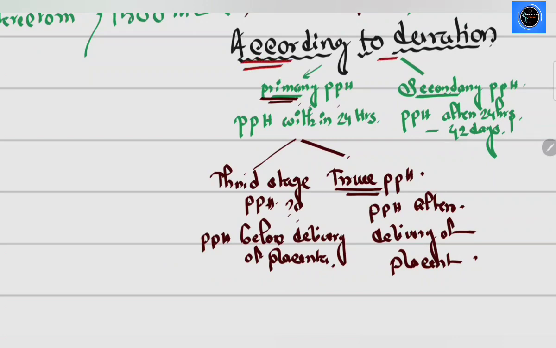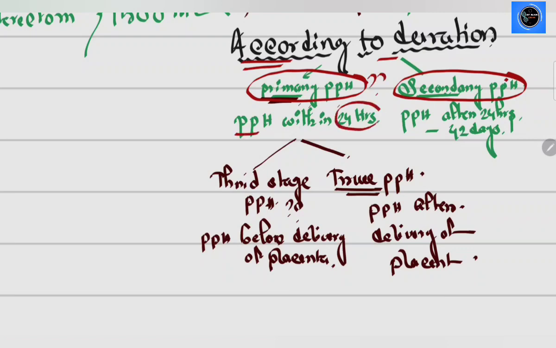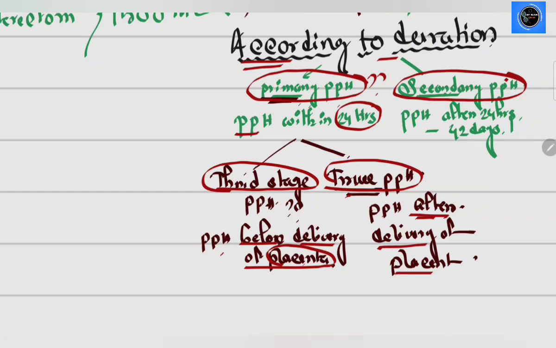So according to duration, PPH is of two types: primary PPH and secondary PPH. Primary PPH is when PPH occurs within 24 hours, and it has two types: third stage PPH, when it occurs before delivery of the placenta, and true PPH, when it occurs after delivery of the placenta. The other type is secondary PPH, when PPH occurs after 24 hours to 42 days. I think you all understand what PPH is and the types of PPH.